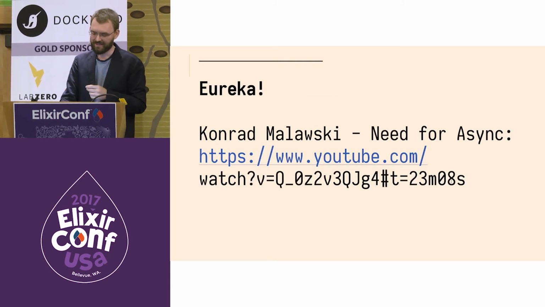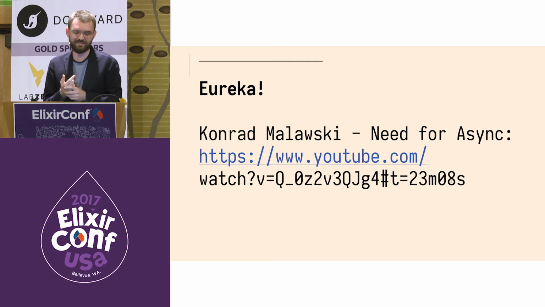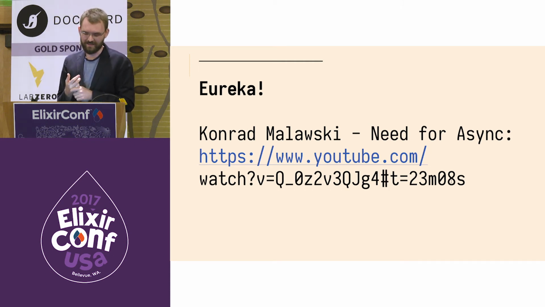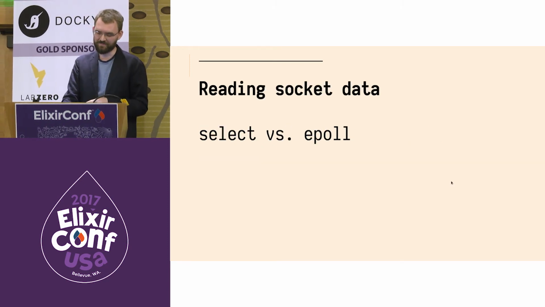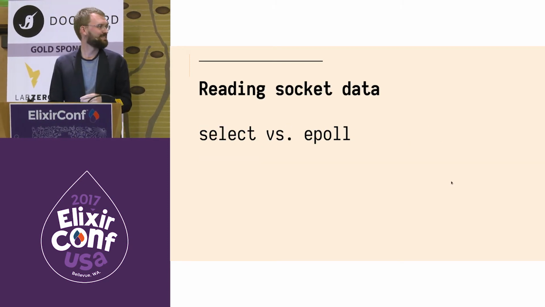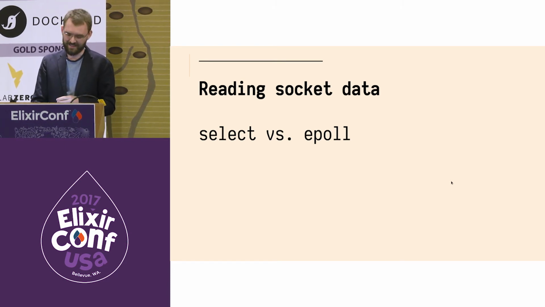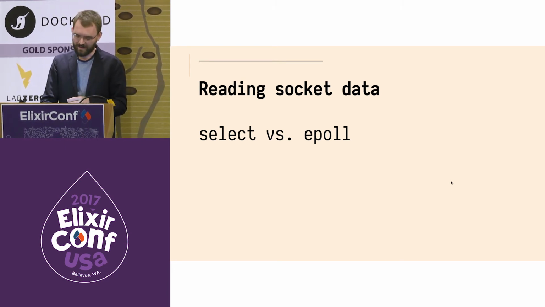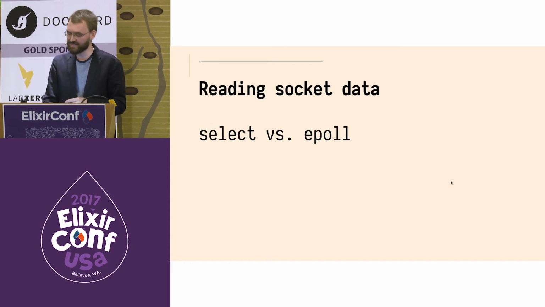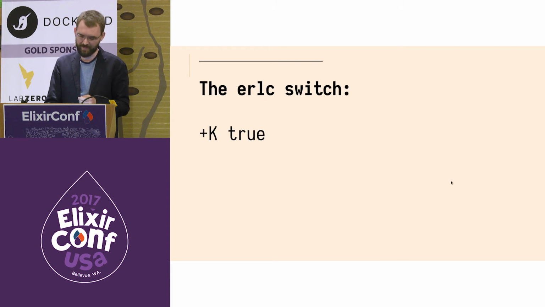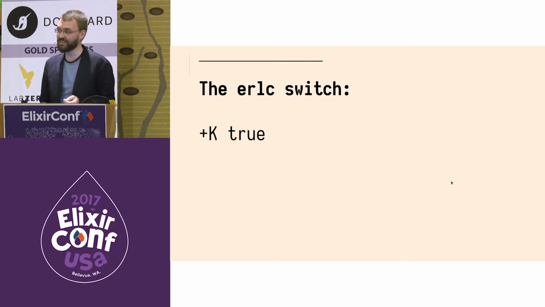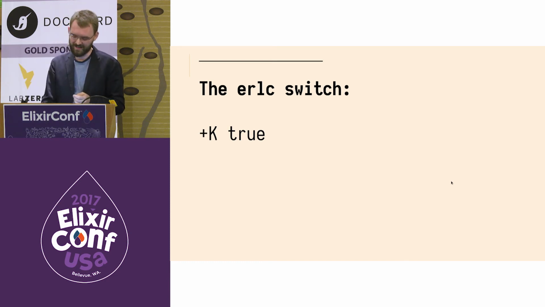But someone mentioned Konrad Malawski's talk from Lambda Days in Krakow in Poland, the need for async. This is about Scala, but there's a very good piece in there about the way we read data off sockets. So there's select and there's epoll. Select is, I guess, more lightweight on the system side. Epoll takes more to set up. The Erlang default option is nothing. Just use the default select facility provided by the kernel. You have to say +k true.